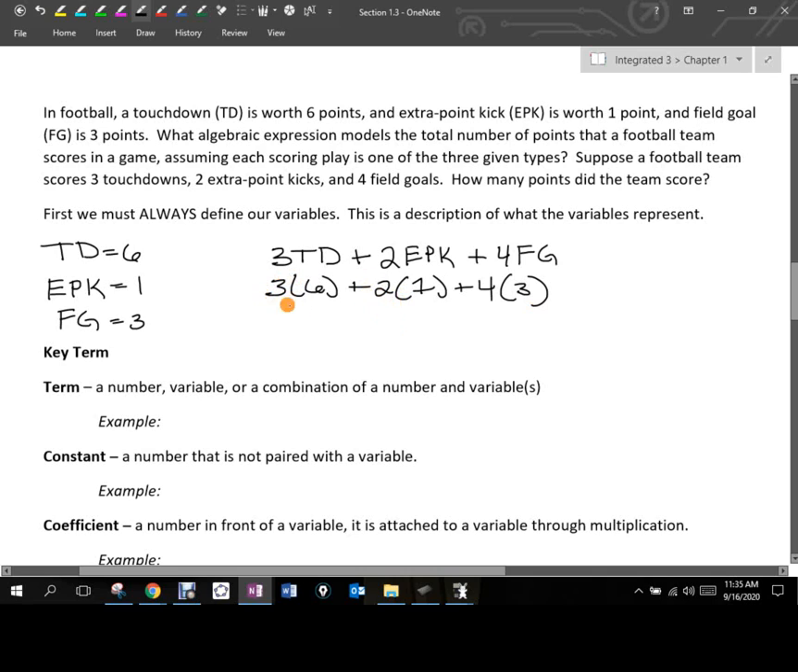So now, order of operations. Are there parentheses? Yeah, but is there anything I can do inside them? Nope. Are there exponents? Nope. Is there multiplication, division? Yes. As I see them left to right, can I do them all at once? Yes, let's go ahead and do that. So 3 times 6 is 18. I'll then have plus 2 times 1 is 2, and 4 times 3 is 12. So I get 32.